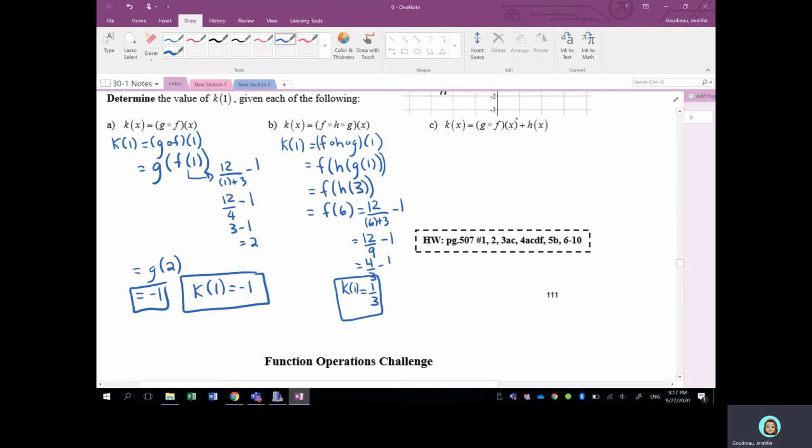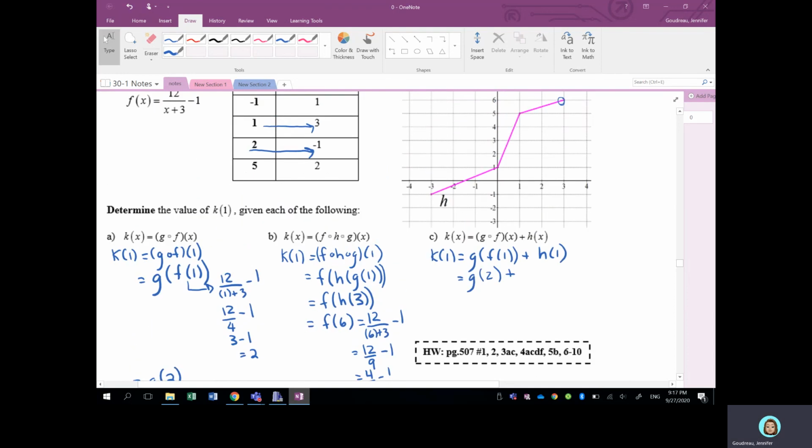And then finally, we have a mix of composite and an operation there. So K at 1 means G of F of 1 plus H at 1. So G of F of 1. F at 1 we found back here, that's 2. So that's going to be G at 2 plus H at 1. Let's look at the graph. H at 1 is up here at 5.